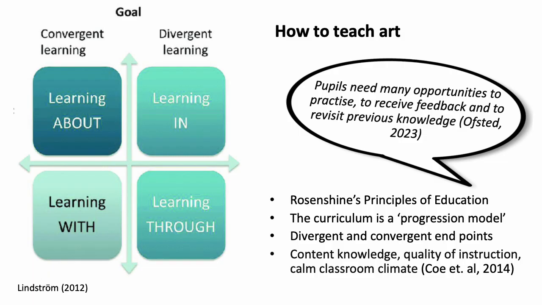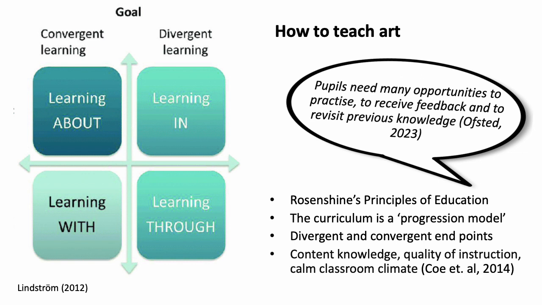The Ofsted Research Review gives practical advice towards the teaching of art. It states that pupils need many opportunities to practice, receive feedback, and revisit previous knowledge. This is in line with Rosenshine's Principles of Education, which place emphasis on the importance of the role of the teacher in incorporating retrieval practice and breaking learning down into manageable steps. And Cole et al. suggest that great teaching also relies on content knowledge, quality of instruction, and a calm classroom climate. Lindstrom notes the 4 ways of learning: learning about, learning in, learning with, and learning through art.